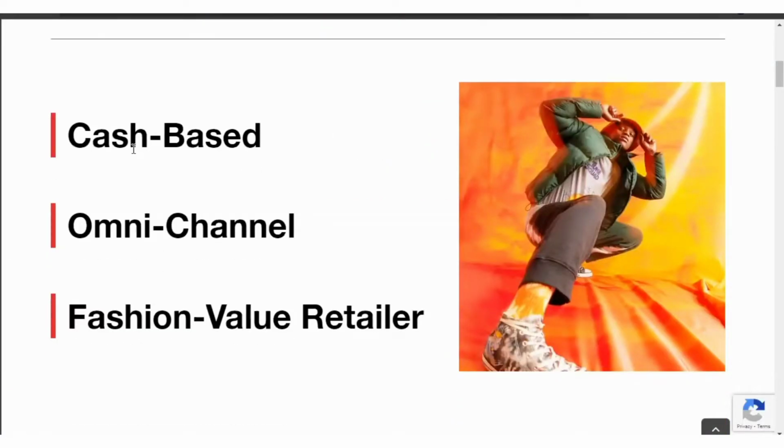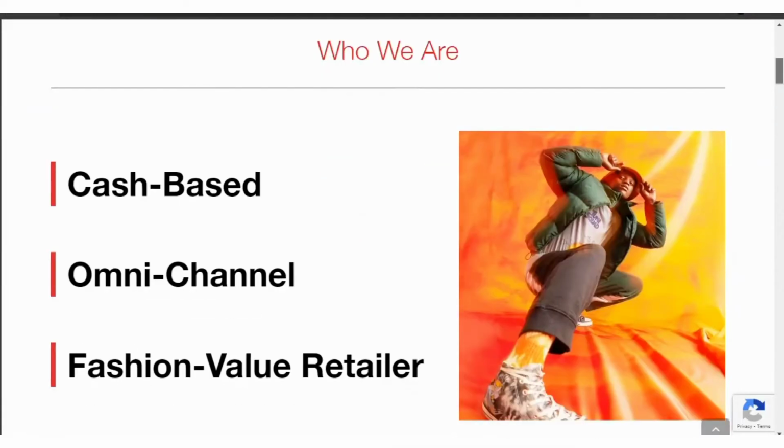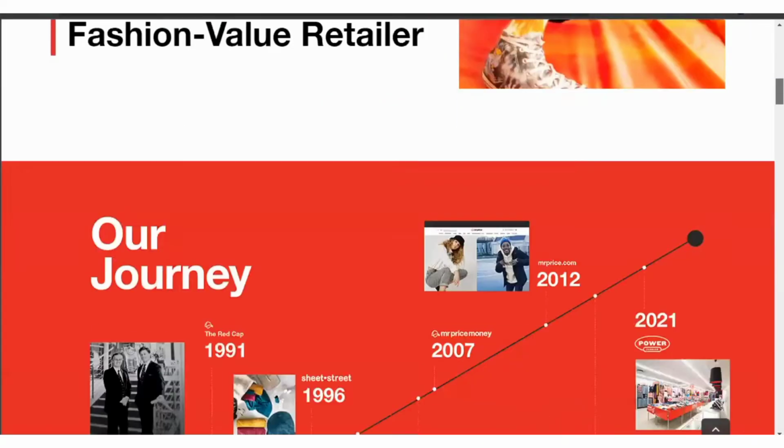They give some key things like cash-based, omni-channel, meaning they've got a lot of sales points, and fashion value retailer. And fashion value always thrives better than other forms of fashion, simply because people can't afford clothes that are like 50, 100,000 or 2 million for something, but they definitely can afford a t-shirt for 90 rands. So that's something just to be aware of. And that's what makes Mr. Price a really strong business.